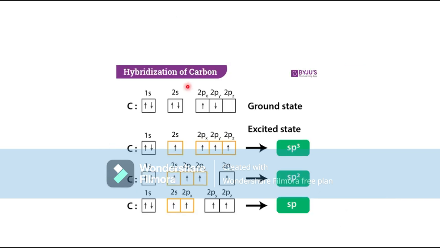Briefly, we are going to discuss hybridization of carbon in hydrocarbons. Alkane contains sp3 hybridized carbon, alkyne contains sp, and alkene contains sp2.